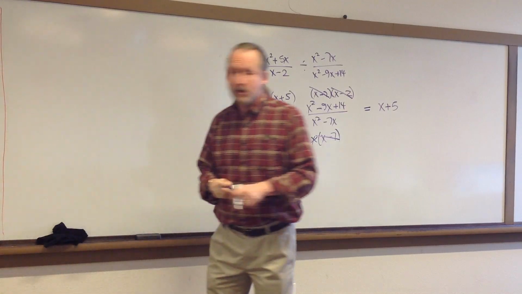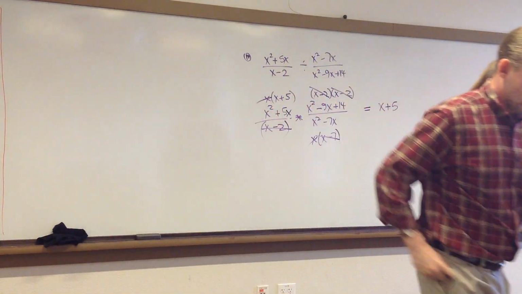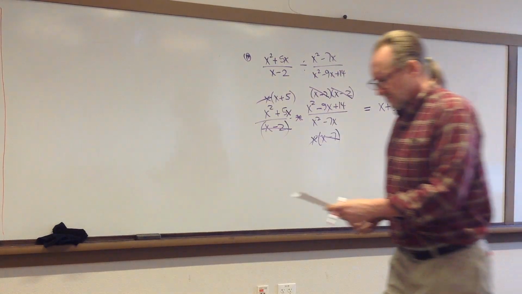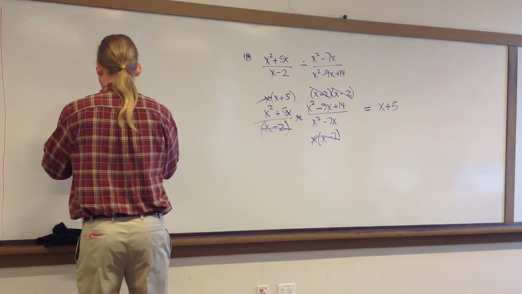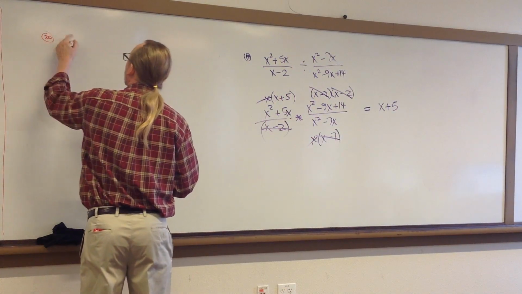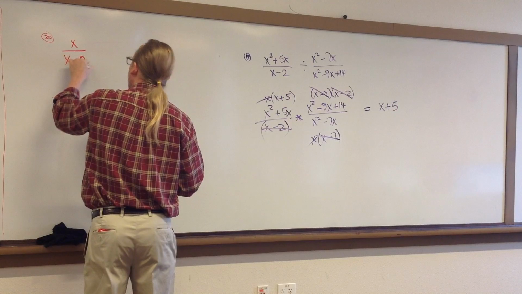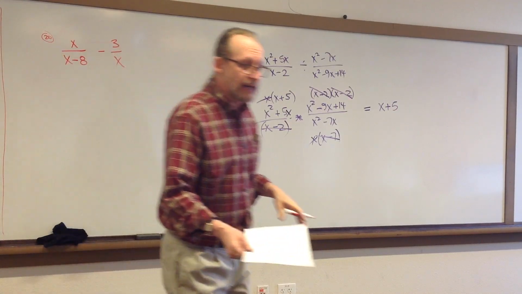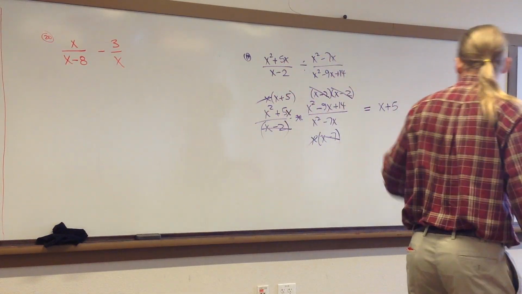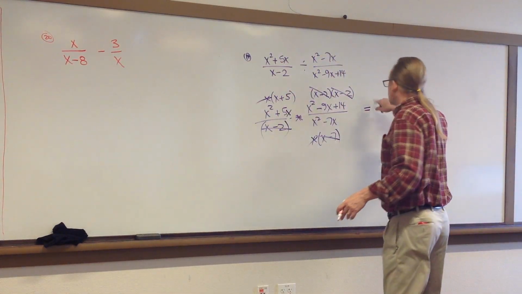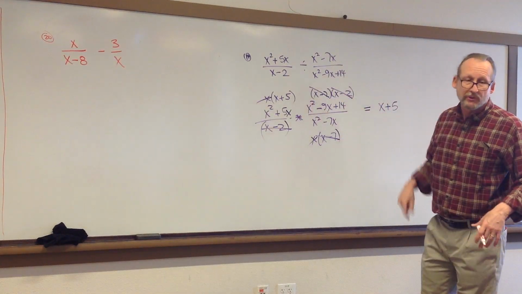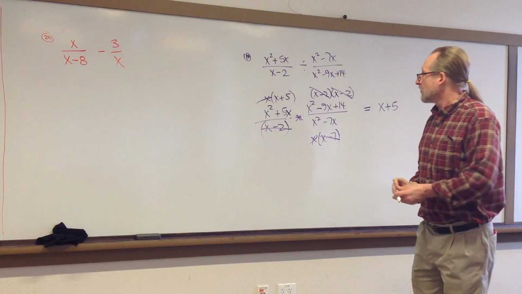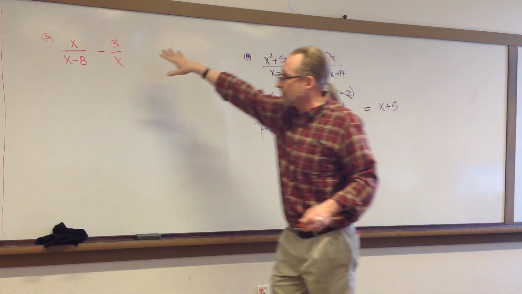Problem 20. This one will be a subtraction problem. So, x over x minus 8 minus 3 over x. Now notice that this is not an equation. Same thing with problem 19, not an equation. I mean, I put an equal sign in here because these two are equal to each other, but the thing started out without an equal sign. Okay, so we're not solving for anything here, we're not solving for anything here.